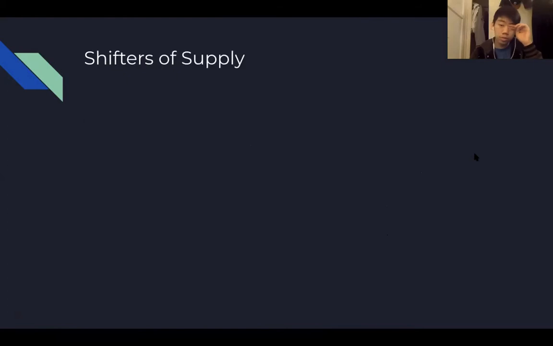However, there do exist shifters of supply. The biggest one that we're going to be focusing on throughout this course is the cost of production inputs. As a supplier, I can't just make things magically appear. I need to have raw materials and other things to make them, and the material costs are what I pay. These can be things like building permits, cacao beans, cotton for t-shirts, and things like that.